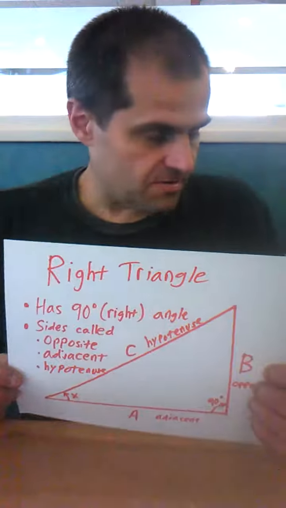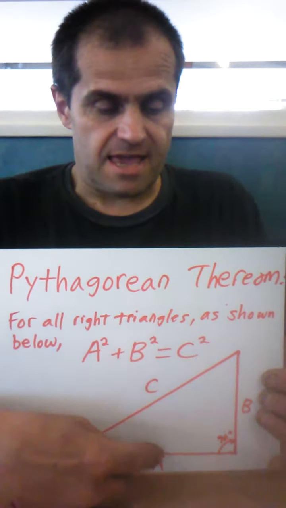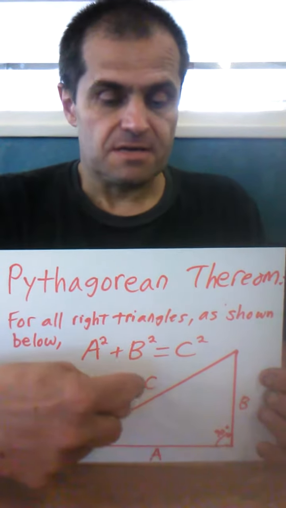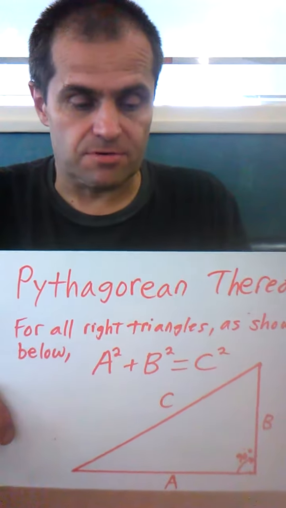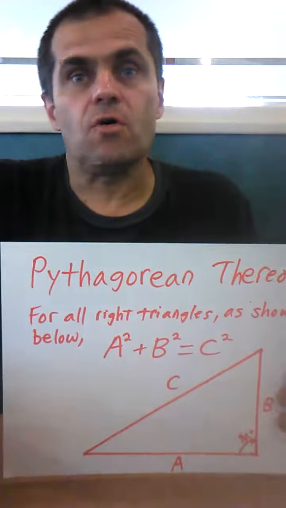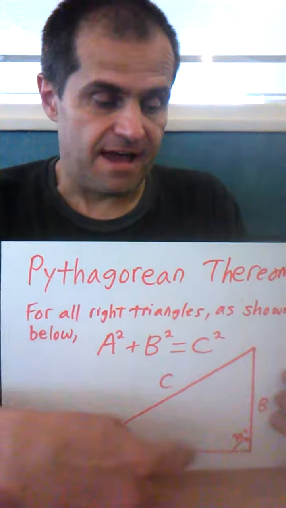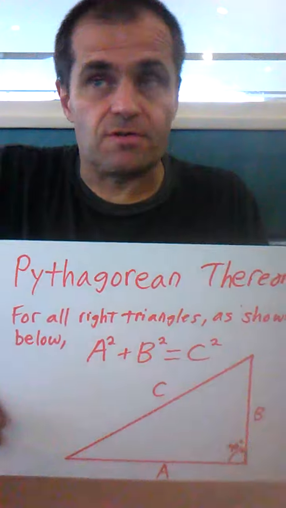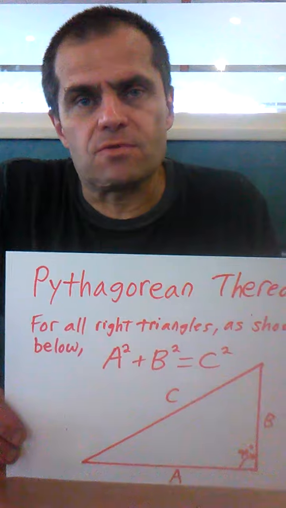Now, Pythagoras discovered that for a right triangle, given sides A, B, and C, A squared plus B squared equals C squared. Some common examples of whole numbers in which A, B, and C work are 3, 4, and 5, or 5, 12, and 13, or 8, 15, and 17. So there are, of course, an infinite number of combinations that will work, but these are the more common ones.